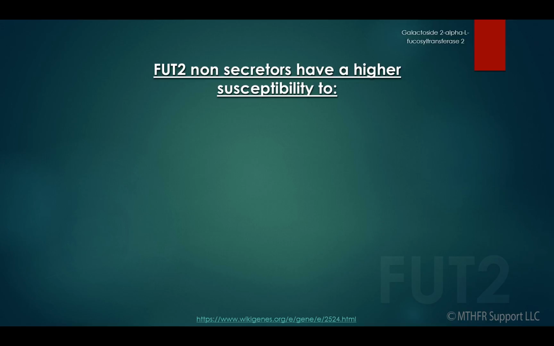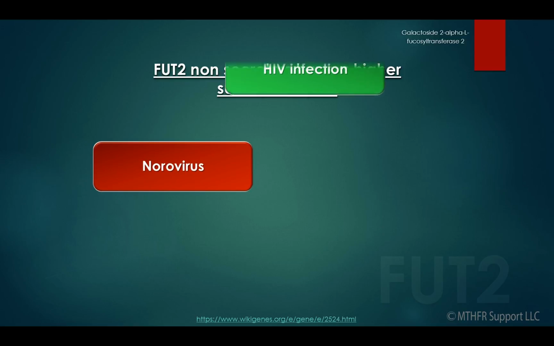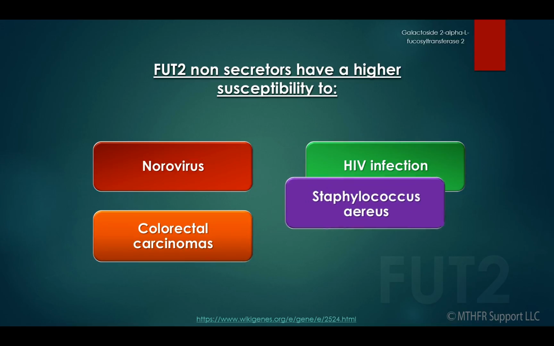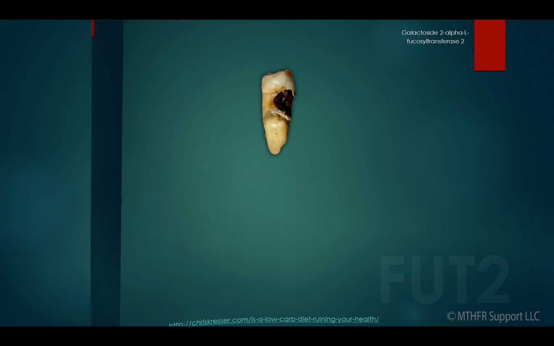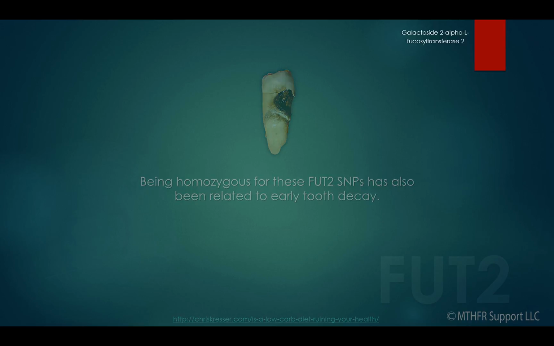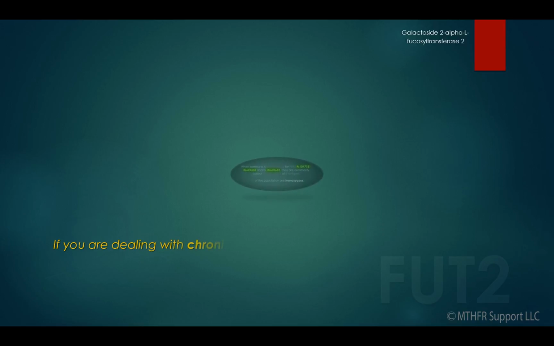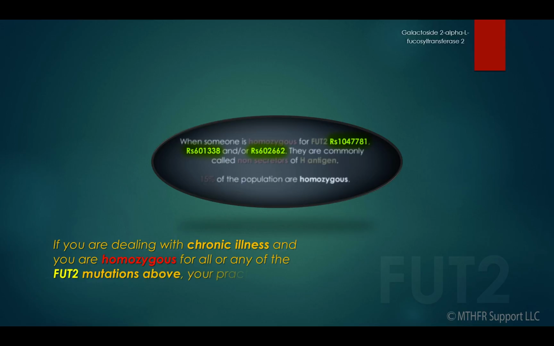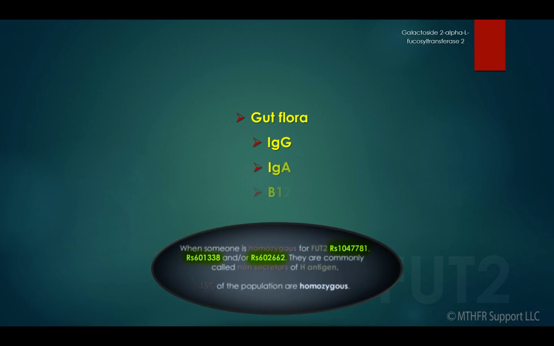FUT2 non-secretors have a higher susceptibility to the following: norovirus, HIV infection, colorectal carcinomas, and Staphylococcus aureus. Being homozygous for these FUT SNPs has also been related to early tooth decay. If you are dealing with chronic illness and you are homozygous for all or any of the FUT2 mutations above, your practitioner may want to check the following: gut flora, IgG, IgA, and B12.